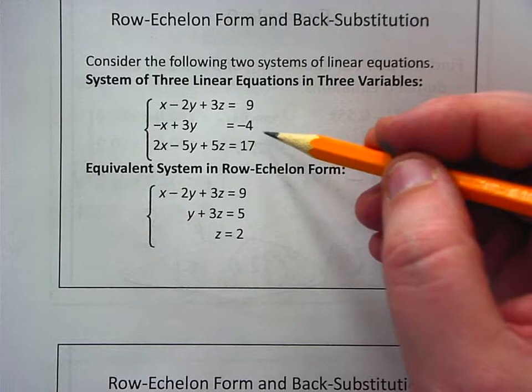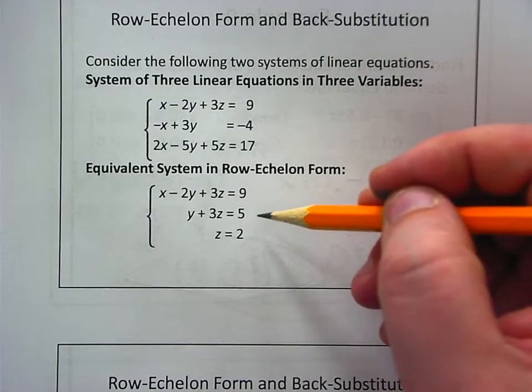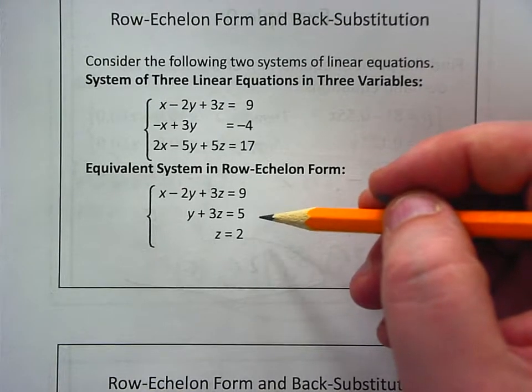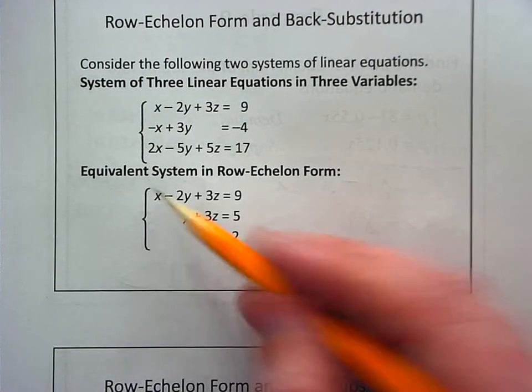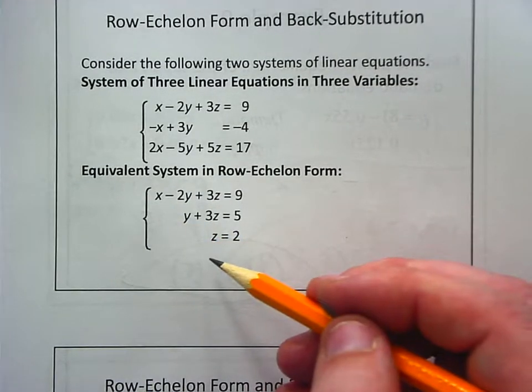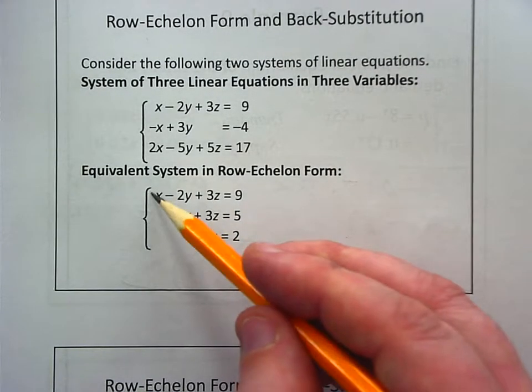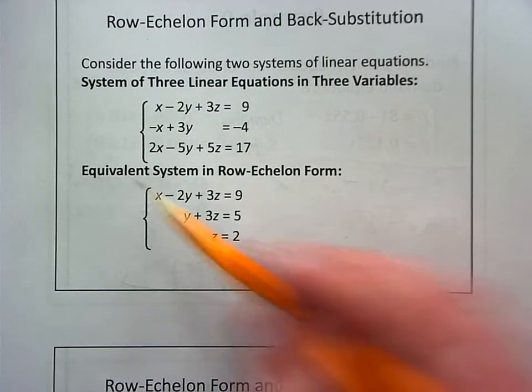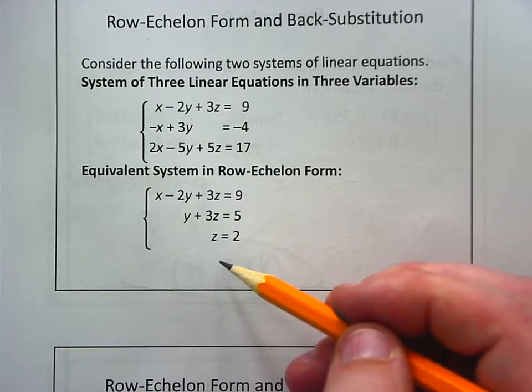The idea today, we're going to take this and change it so it looks like this. This is what's called row echelon form. Sometimes it's also called stair-step pattern, because all of them have a leading coefficient of 1, and you start with the x in the top, y in the middle, z on the bottom. So it steps down. Okay?